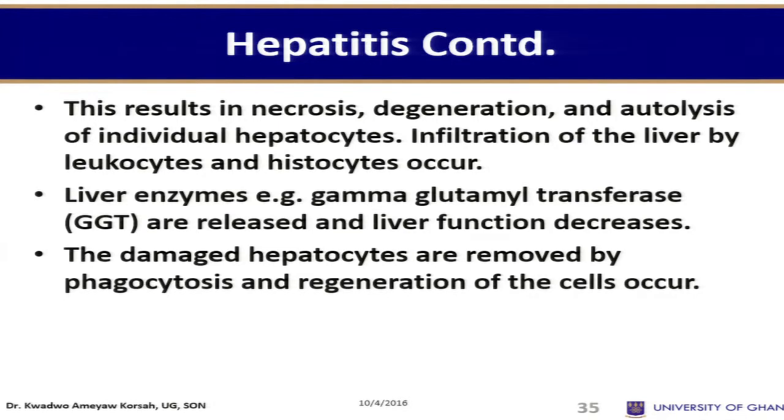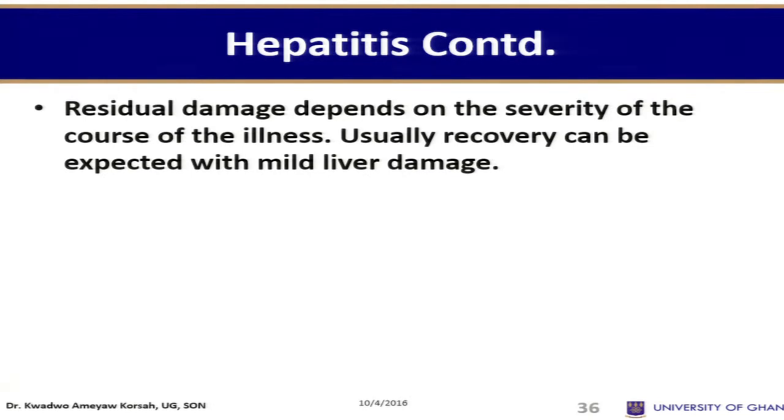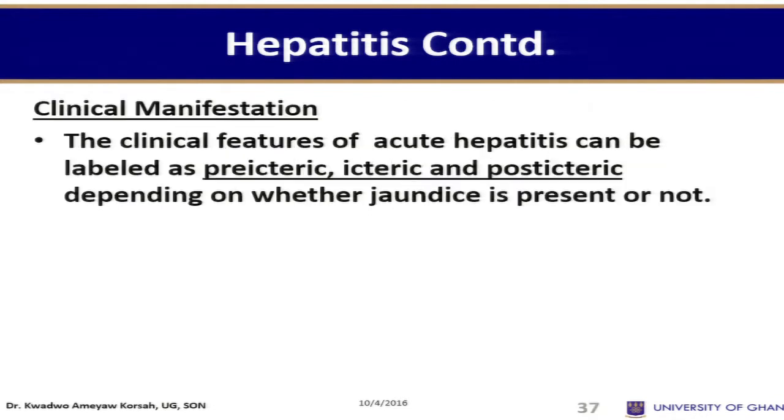And so liver enzymes, for instance gamma glutamyl transferase, which is GGT, are released, and liver function decreases. And so the damaged hepatocytes are removed by phagocytosis, and then regeneration of the cells may occur. And so residual damage depends on the severity of the cause of the illness. Usually recovery can be expected with mild liver damage.